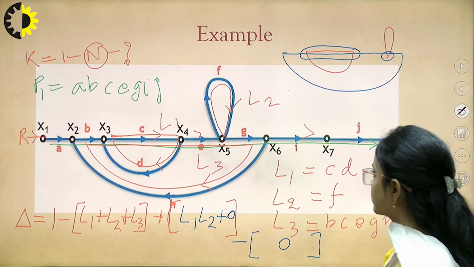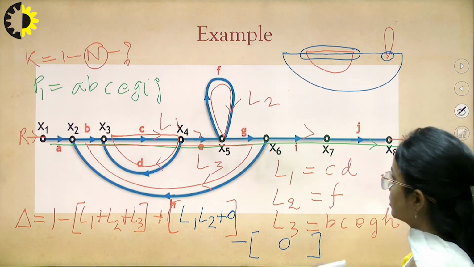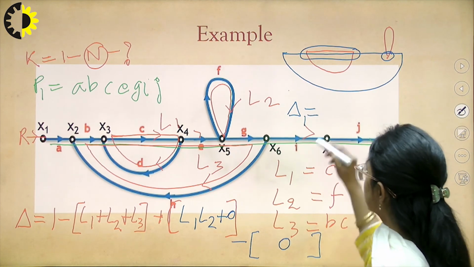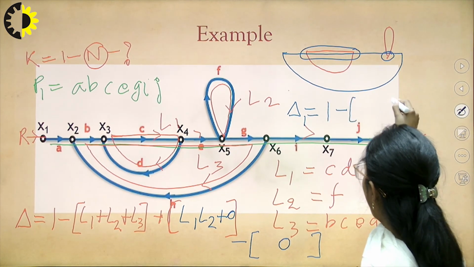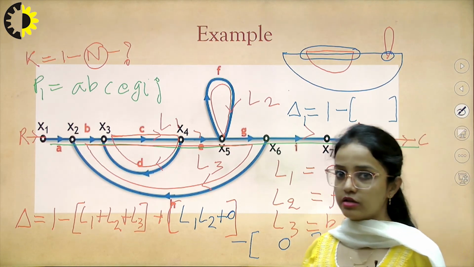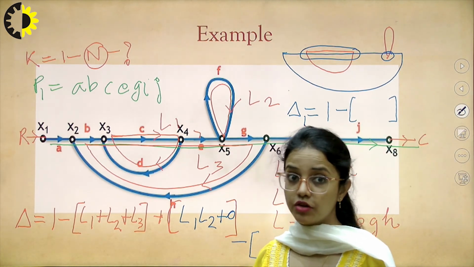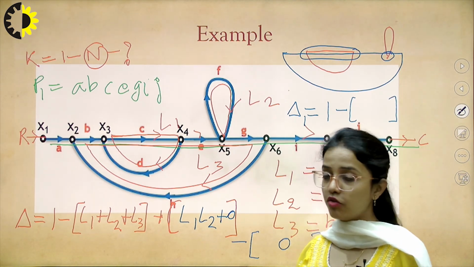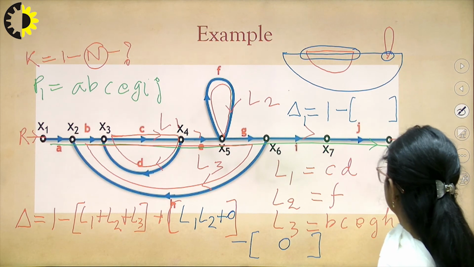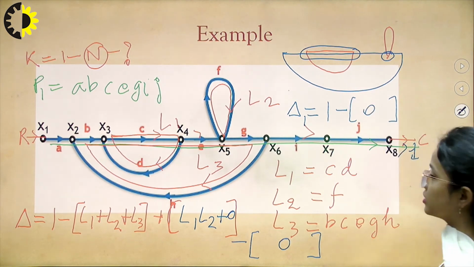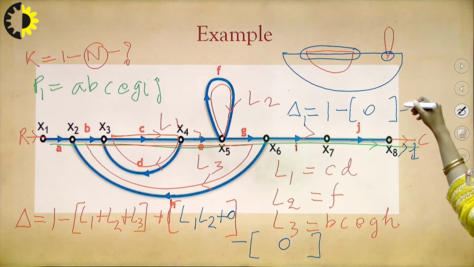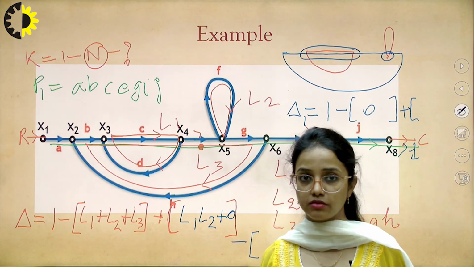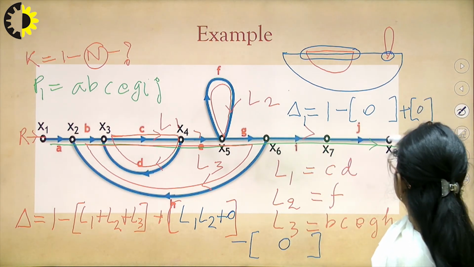Now I need to calculate del 1. So del 1 is 1 minus sum of all the loops which are not touching forward path 1. So we don't have any loop which is not touching forward path 1. Forward path 1 is this one. So we don't have anything. The sum of products of all the two loops which are not touching forward path 1, again we have 0. So this is very simple.